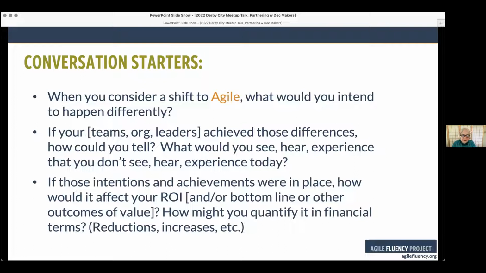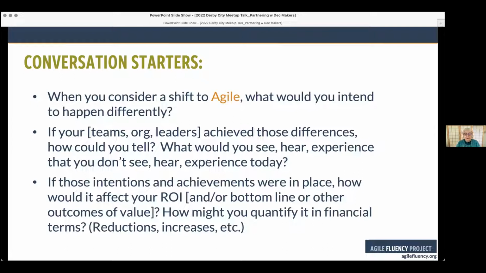So we have a conversation around that for a while. And then if your teams, your organization, your leaders, your departments achieve those differences, how would you tell? This question is about getting a sense of whether we are moving towards success or not. It's kind of an intangible measure. What would you see, hear, experience that you don't see, hear, experience today?